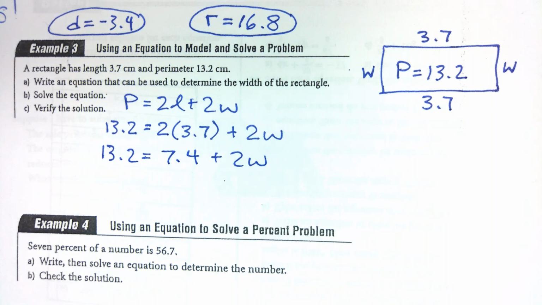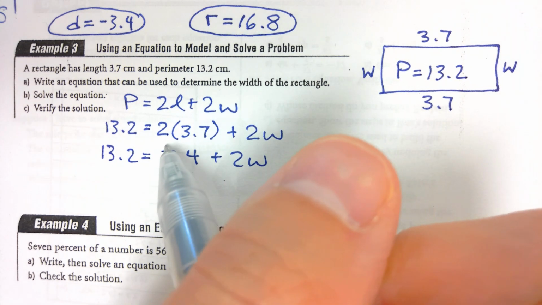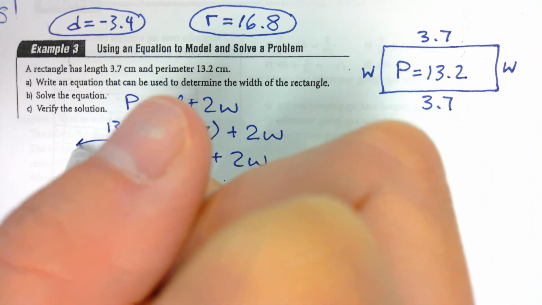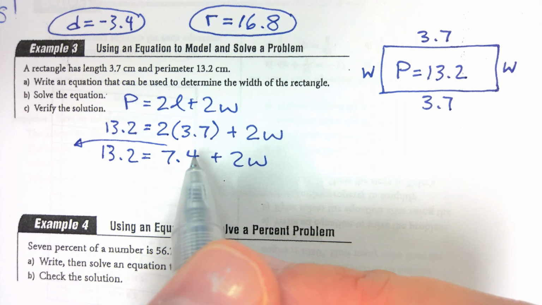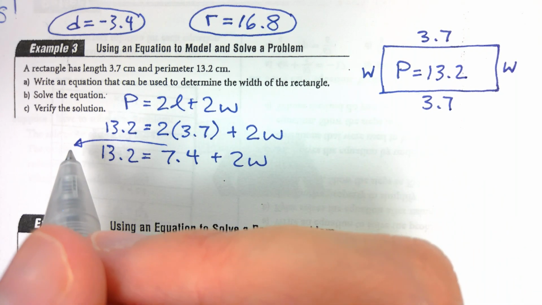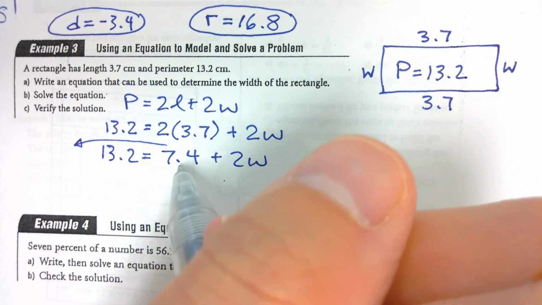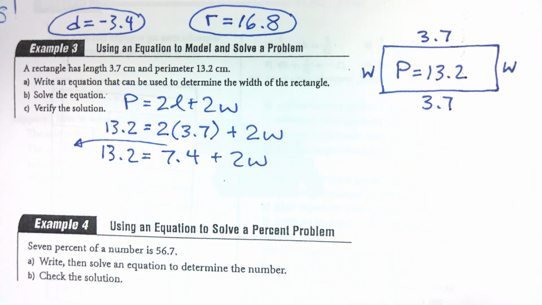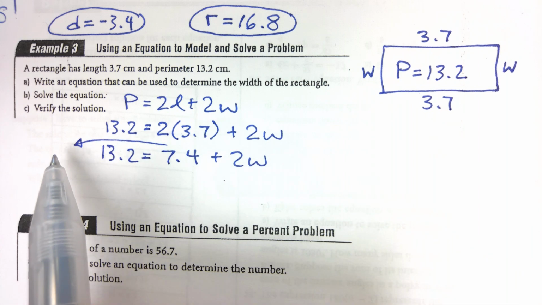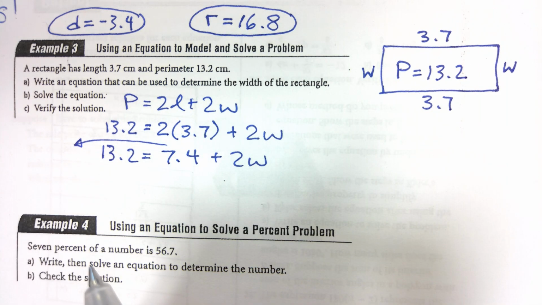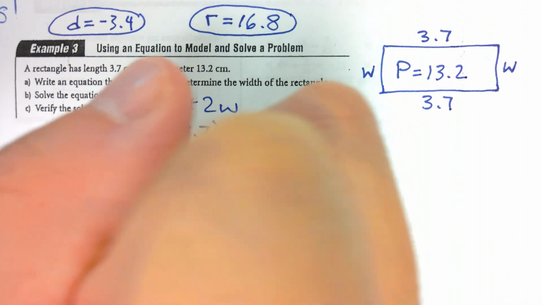Okay. Somebody tell me my next step. Okay, Aduhi? Right. So you don't always move to the right. My W is on the right side. That means to undo it, I have to undo the 7.4 to the left. 7.4 is positive, so when I move it over, what's the inverse operation of positive 7.4? Minus, right? A minus 7.4 on the side.